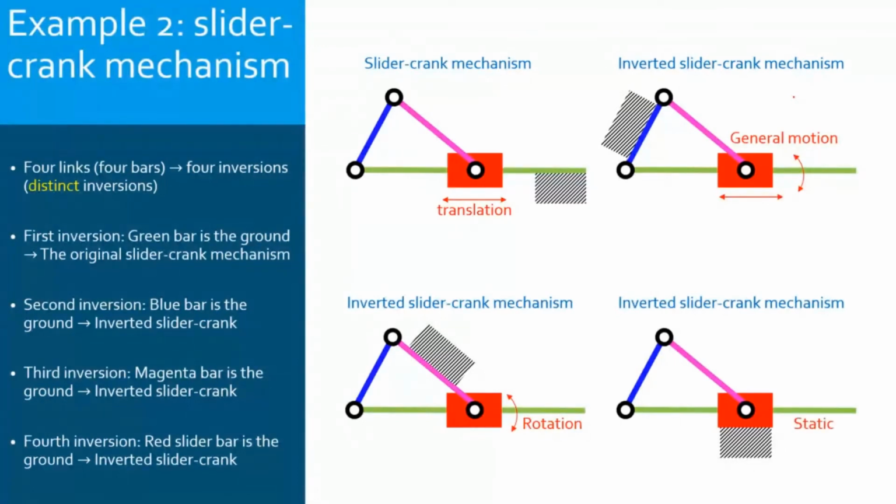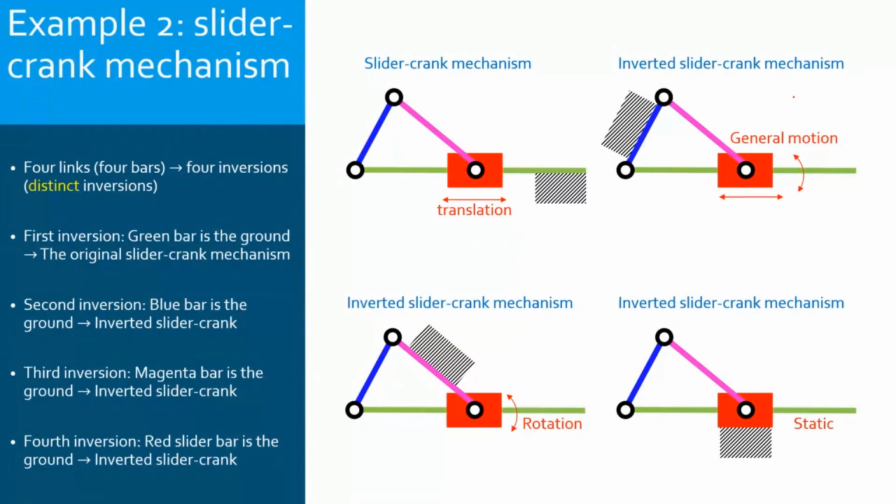In the last inversion, we have tried one by one to ground all the bars. So the last inversion is only possible by grounding the slider. The slider is static. So we have substantially different motion. In the slider crank mechanism, we obtain 4 distinct inversions. It's not only a range of motion. The type of motion is different from one inversion to another.